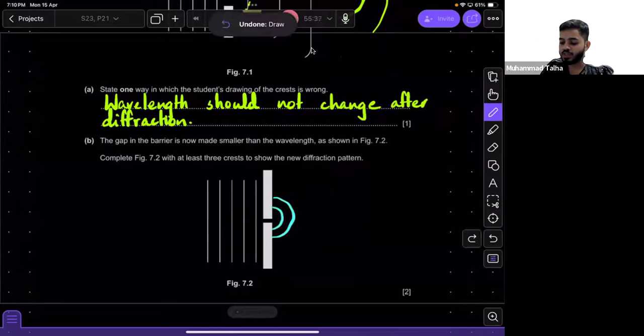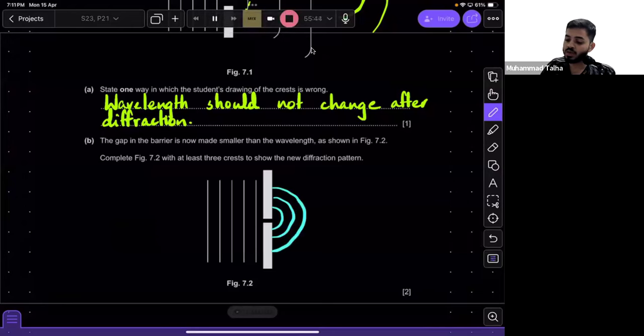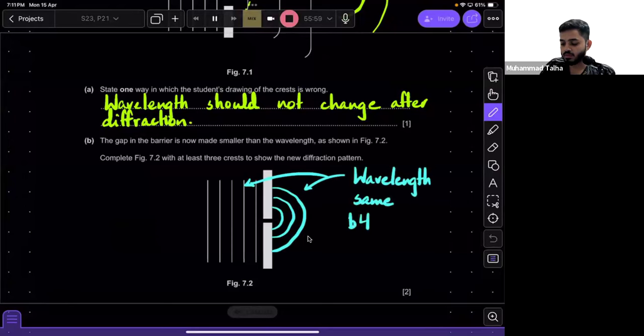If you feel that for some reason, if you're just clumsy at drawing, if you feel like maybe your diagram has showed that the wavelength has changed, explicitly label this, that the wavelength before and after is same. Right? It's okay if somebody doesn't have excellent drawing. That's not the purpose of the assessment. If you feel like your drawing is lacking, just write it out.